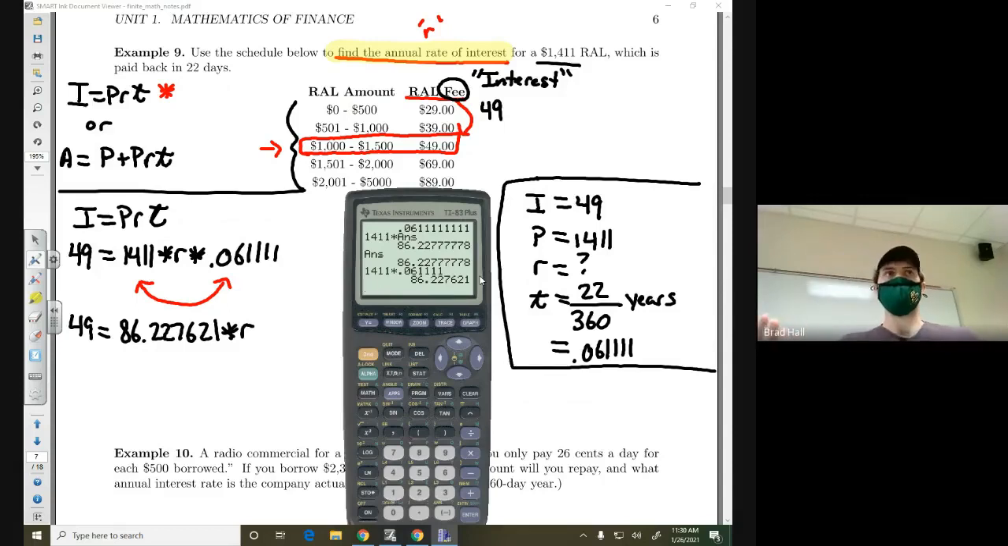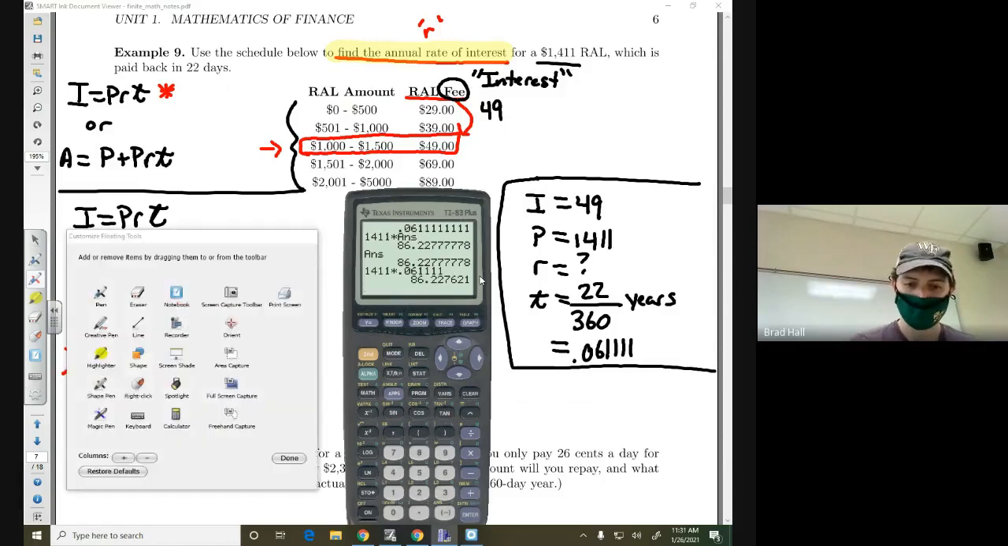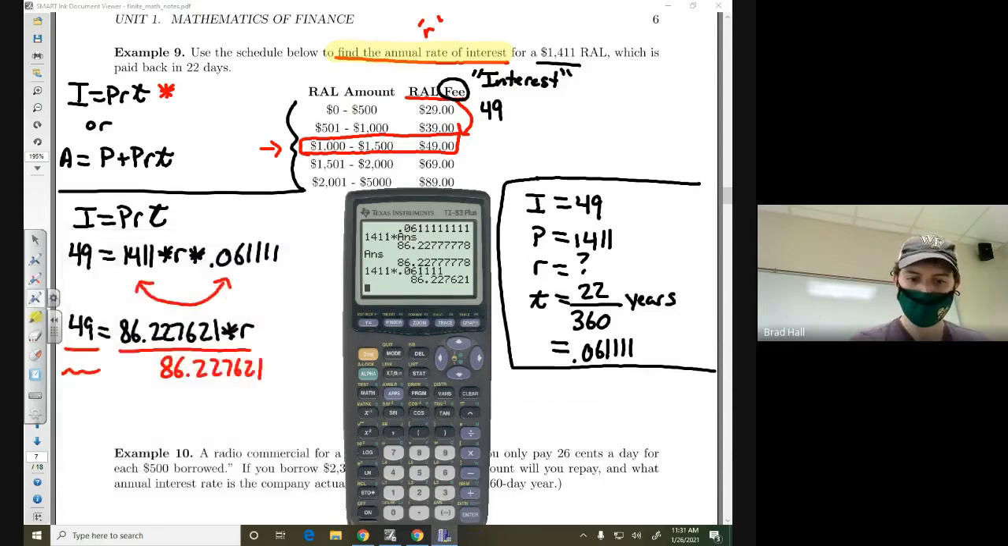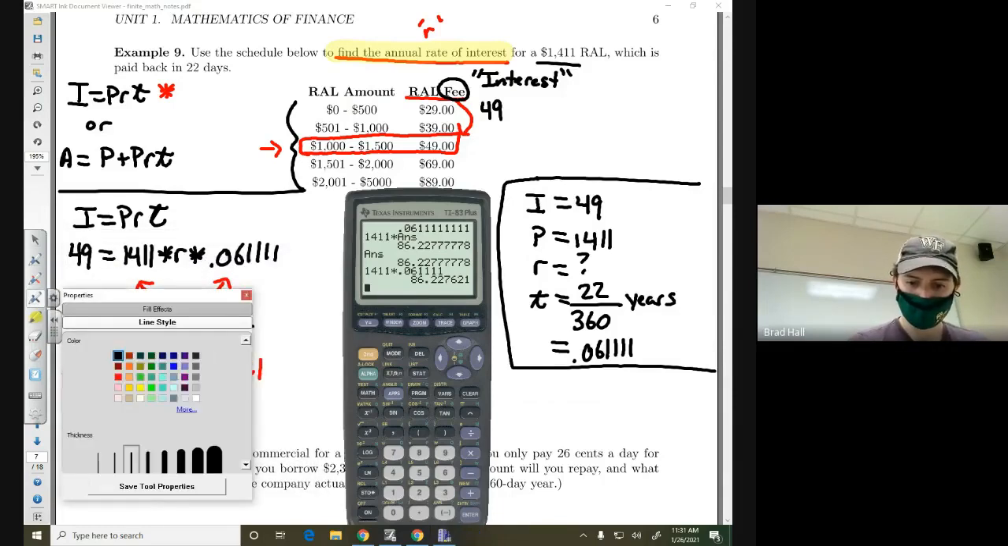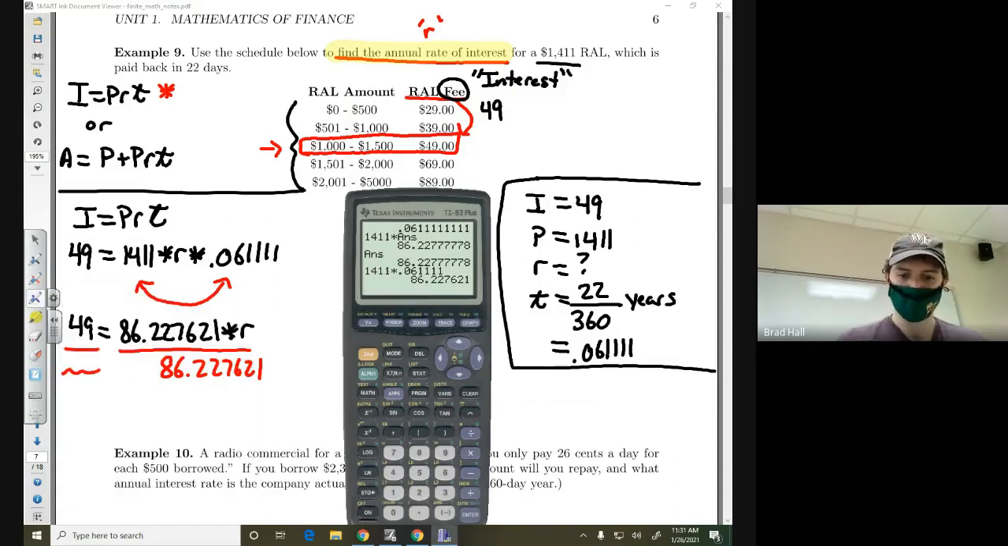And after we clean it up here, really the algebra comes down to one more step. Division. The 86 point blah, blah, blah is multiplying R, so we can divide by the 86.227621, and that same number goes right here, so I'm not going to rewrite it. In fact, I want another color as well. Let's get blue as well. Okay, cool.